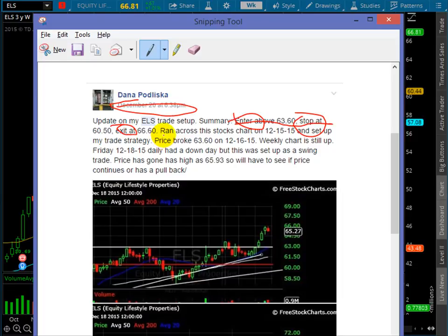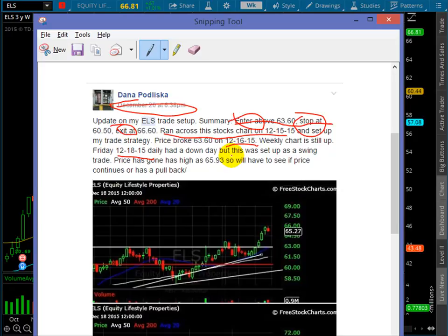And a little bit of explanation was also given. Ran across the stock chart 12/15, meaning that this trader has been watching and analyzing this stock with whatever trade strategy they have. Price broke 63.60 on 12/16, and this is when they probably got an alert, or they could have been looking at this chart for a week or two weeks or whatever time frame it is. Weekly chart is up. Easy explanation. Weekly chart is still up. Friday 12/18, daily had a down day.